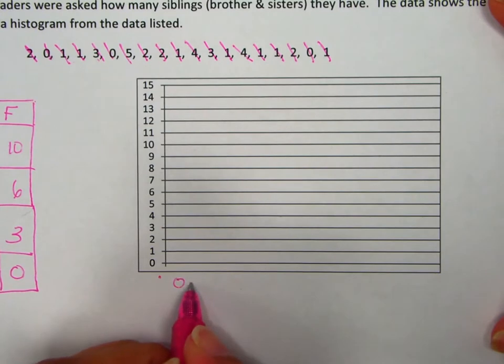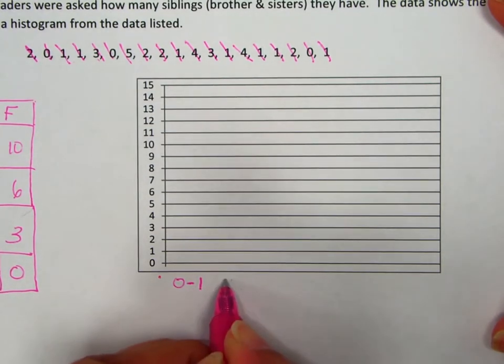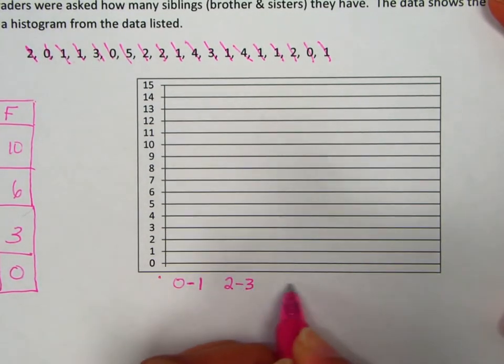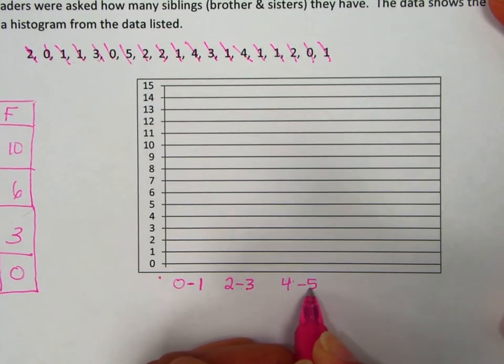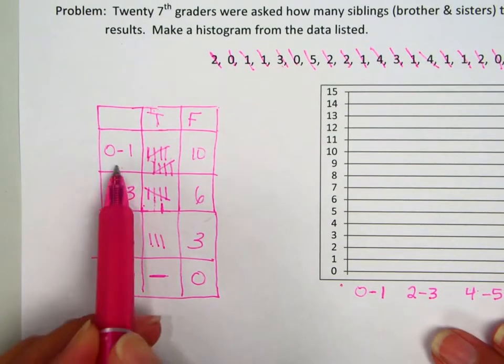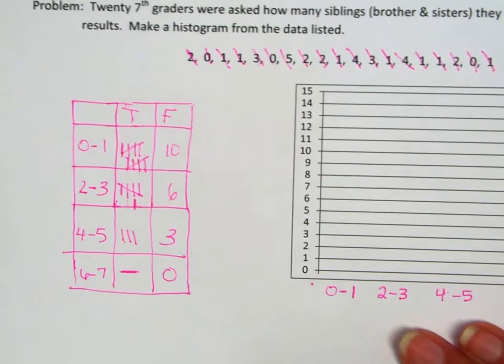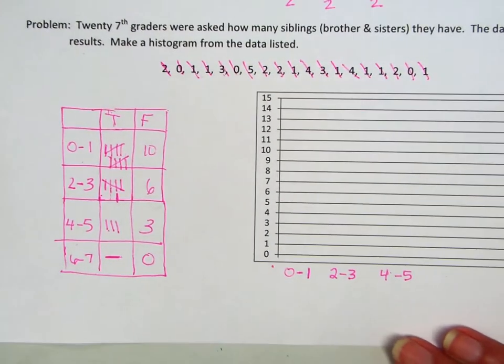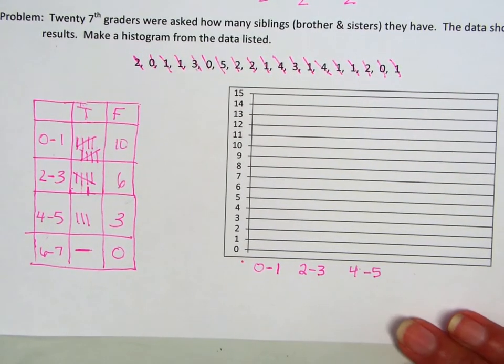I'm going to say 0 to 1, 2 to 3, 4 to 5, and I don't need 6 to 7 because there was nothing on the table. So this is where I got my ranges from. And then you're going to draw the bars. And all I have to do is look at my counts, look at my frequencies.